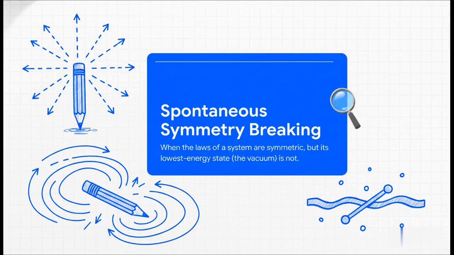I love this analogy. Imagine balancing a pencil perfectly on its tip, okay? The laws of gravity are totally symmetrical all around it. But is that stable? Heck no. To get to its lowest energy state, the pencil has to fall over.